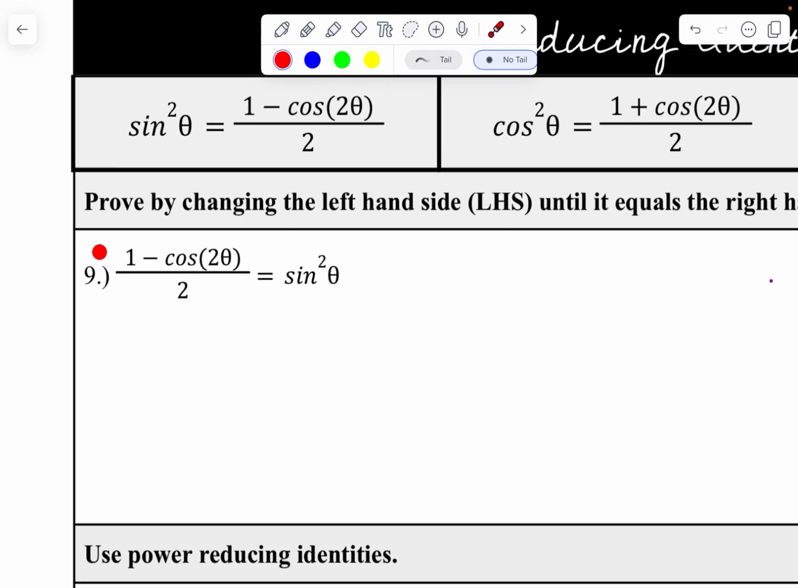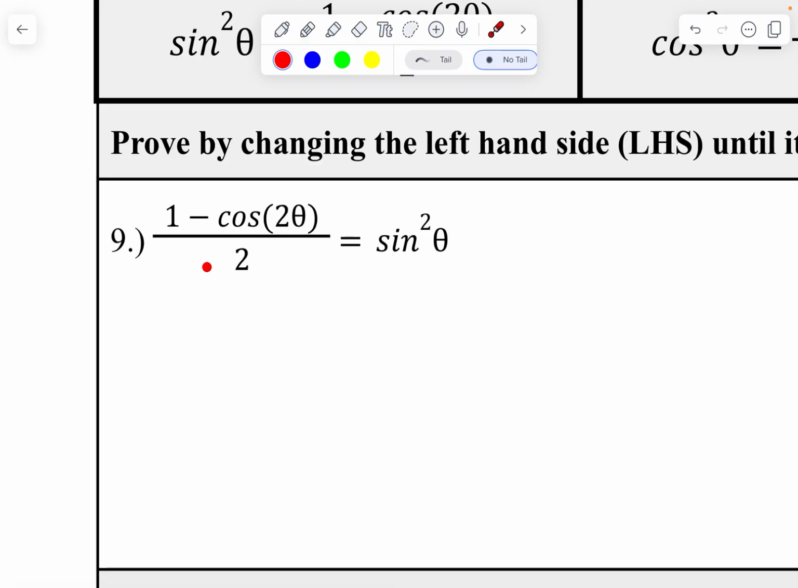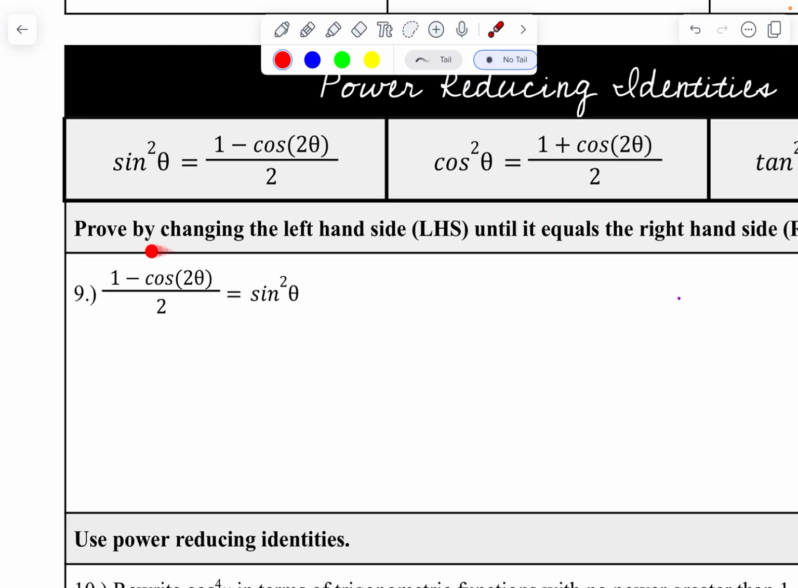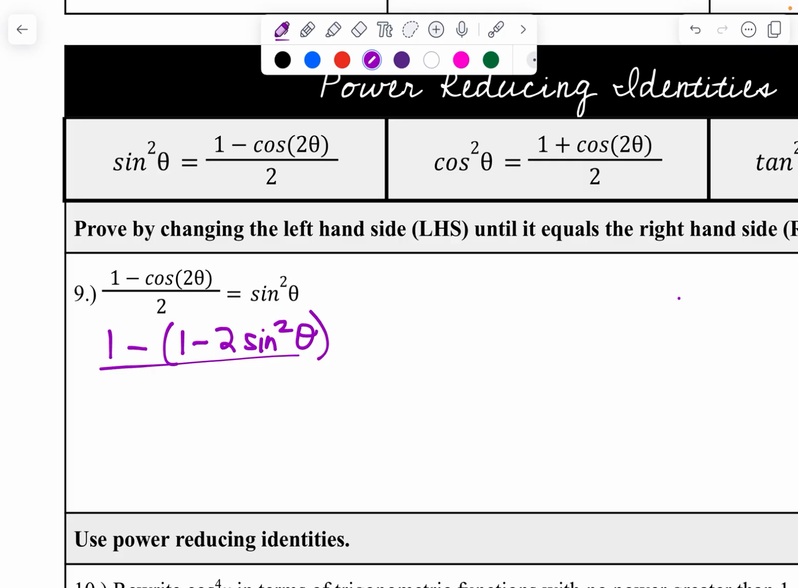So we're going to modify the left-hand side until we get the right-hand side. So what we see is 1 minus cosine of 2 theta over 2. Well, we know that the cosine of 2 theta is equivalent to 1 minus 2 times sine squared of theta, all of it over 2. That's one of our earlier identities. There are several options for the cosine of 2 theta, but here we can go with 1 minus 2 times sine squared of theta.